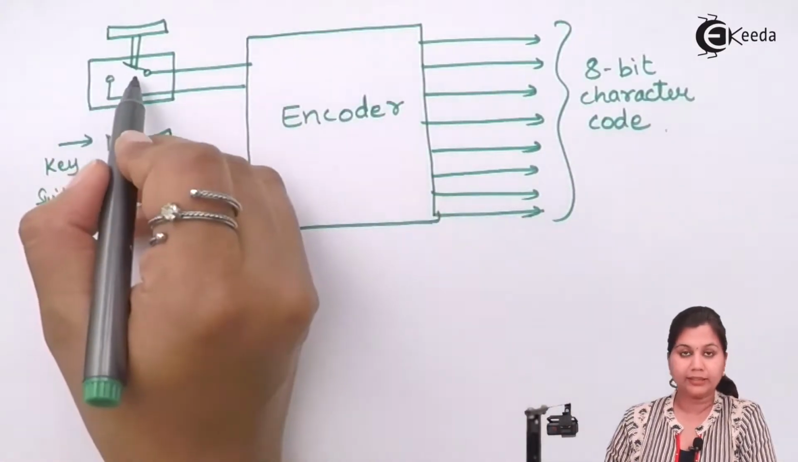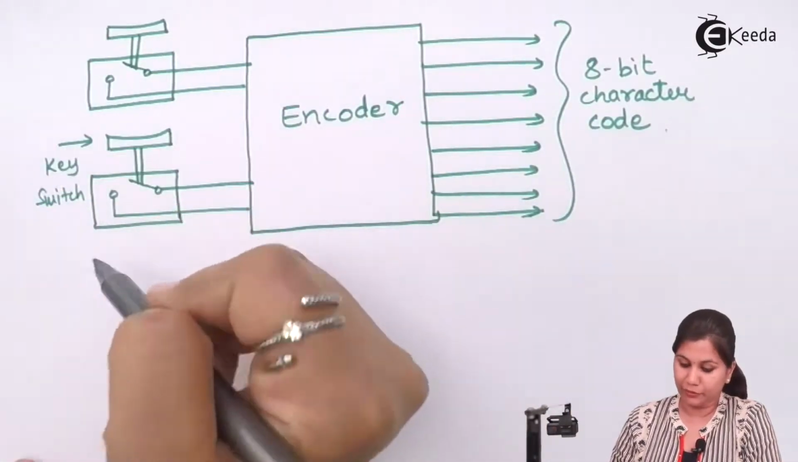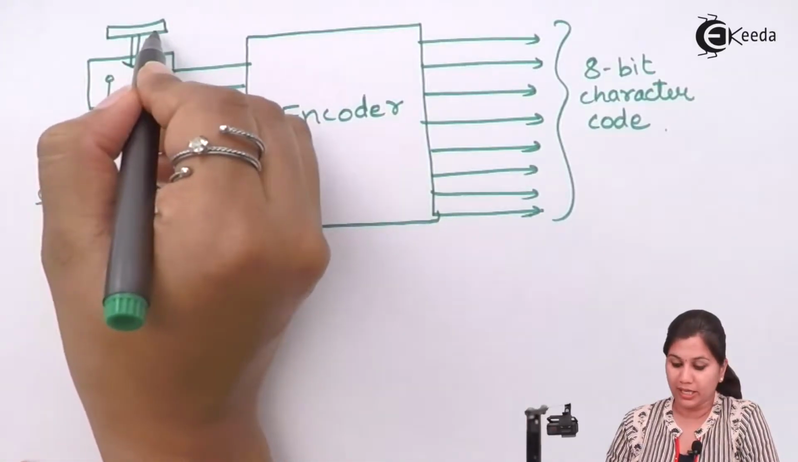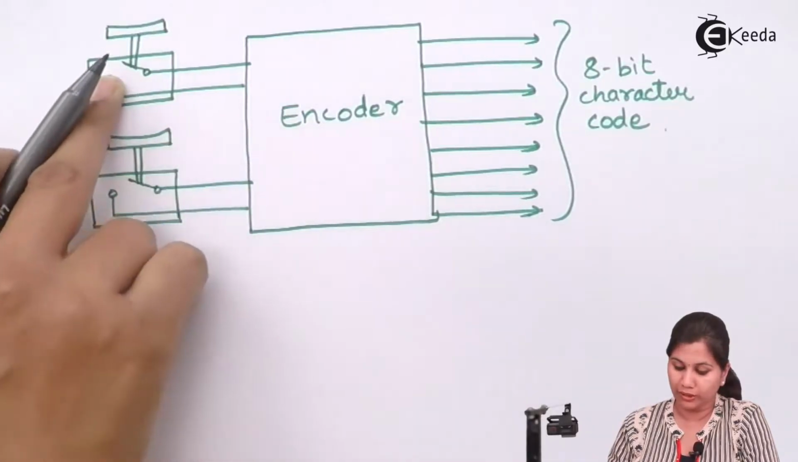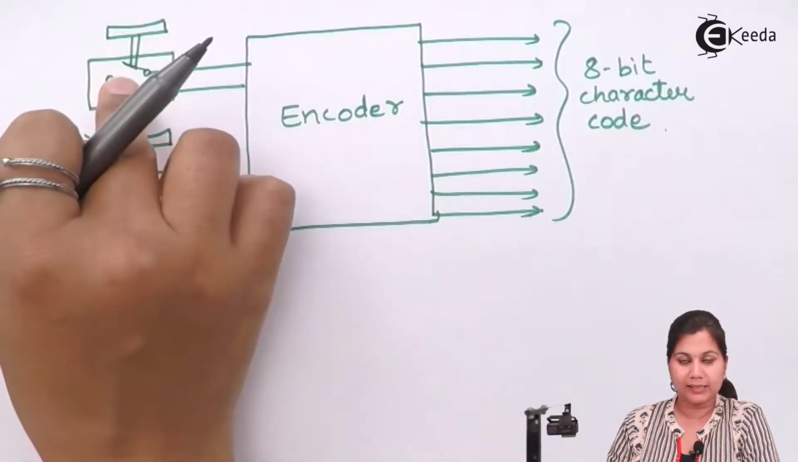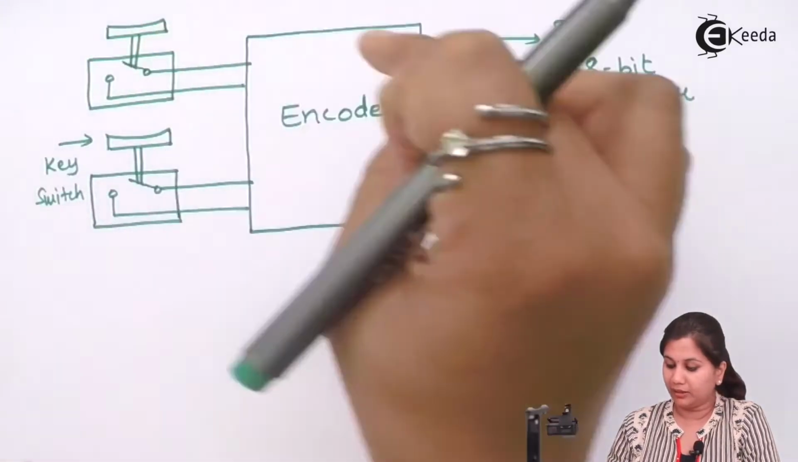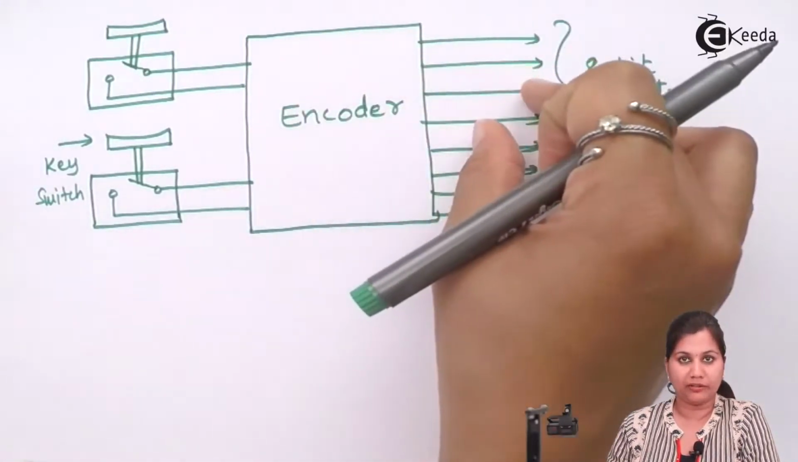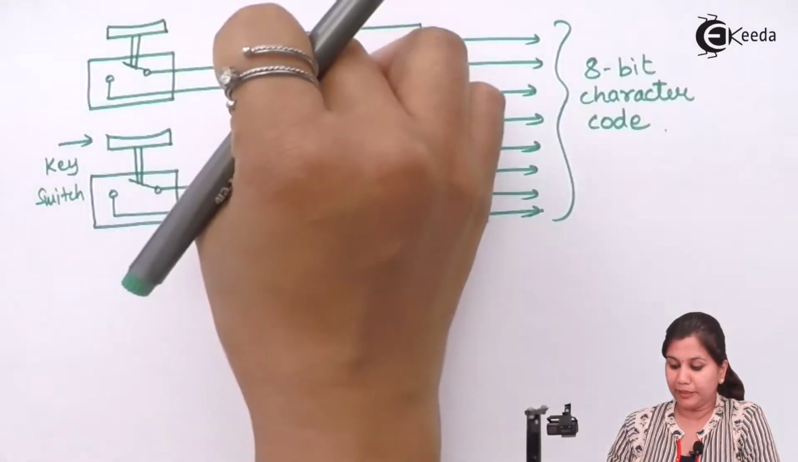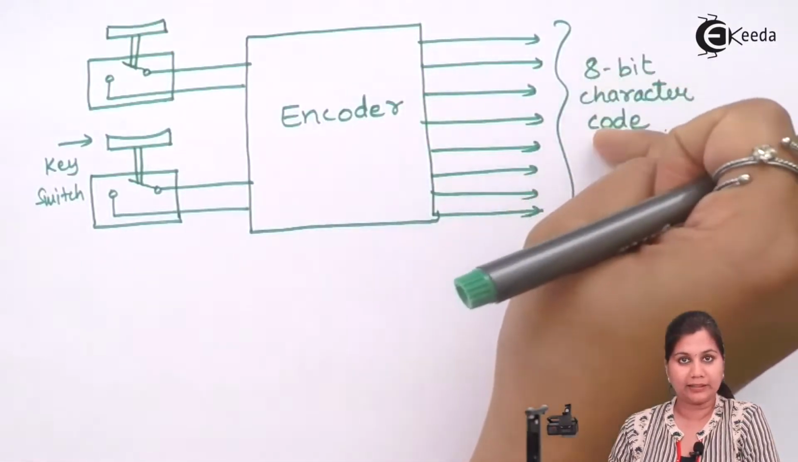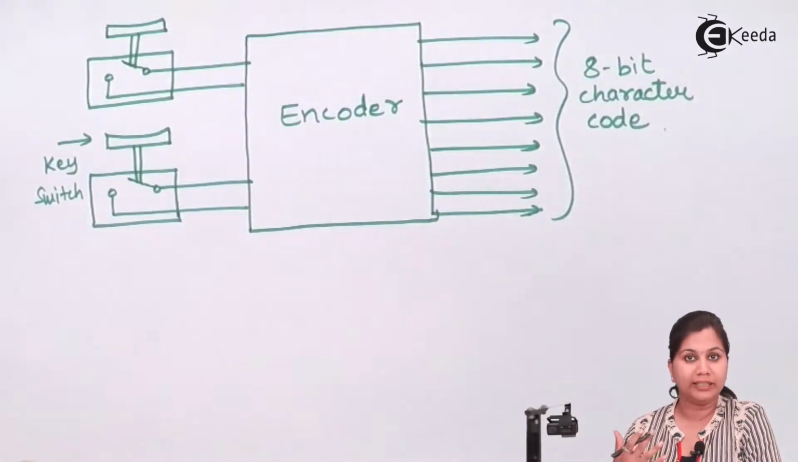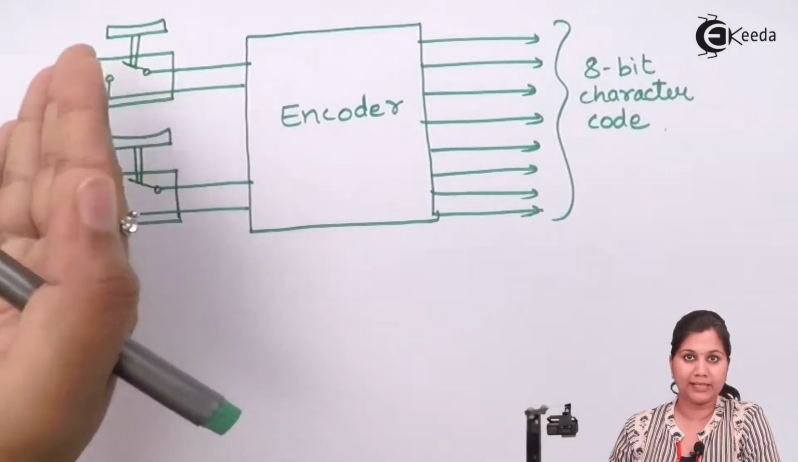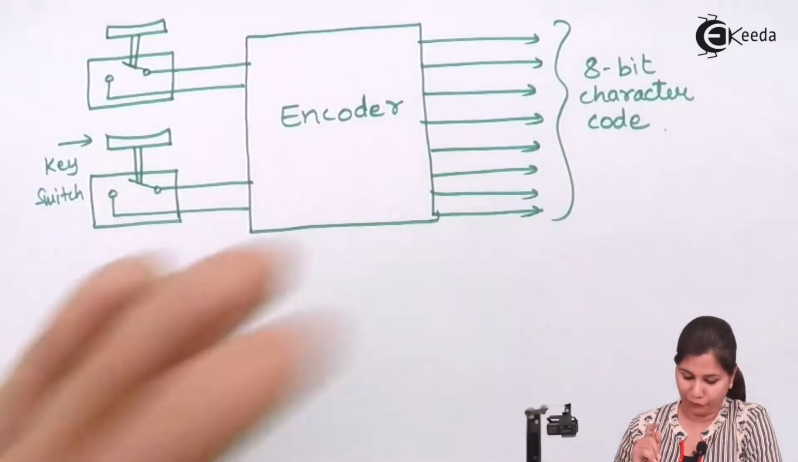So you can see that in the keyboard, as I've said, there are push button type switches. So these are the keys. When this key is pressed, this push button is going to be closed. It means that a key is pressed, so according to that key, an 8-bit character code will be generated. The key depression will be encoded into an 8-bit character code. This code will be given to the microcontroller, and the microcontroller will decode that code, and then it will identify which key is pressed and what operation it has to perform.